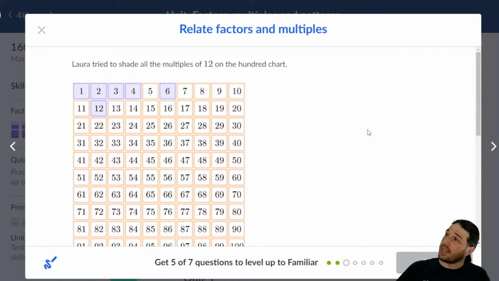So looking at this, I would say that it looks like she shaded the factors instead of the multiples, right? 1 times 12 is 12, 2 times 6 is 12, and 3 times 4 is 12, right? These are the numbers that you use multiplication to make 12. They are the ingredients to make 12. So I think that that's what she did wrong.